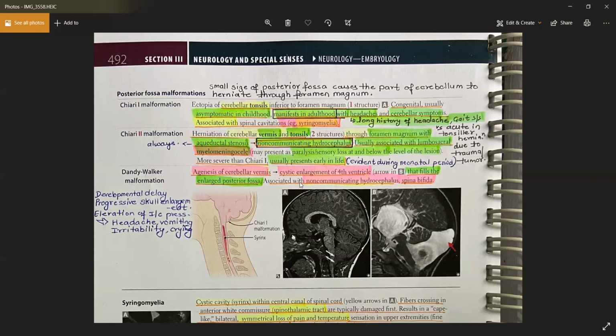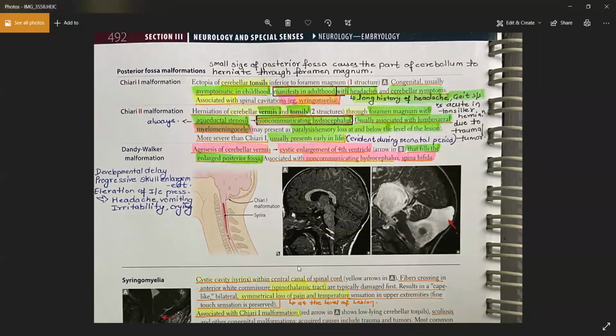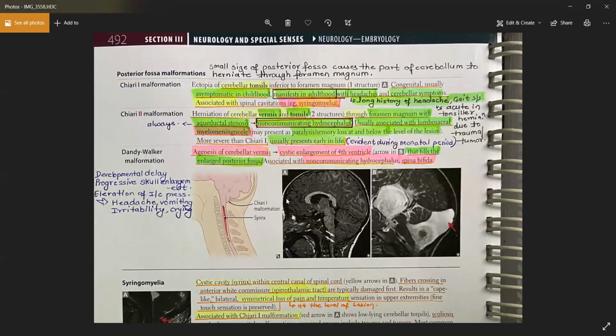Okay. Thank you. Yeah. We will discuss that again later. Don't worry about that. In the pathology section, we'll discuss all the causes of the communicating and the non-communicating hydrocephalus. Why these are happening, we'll discuss them. Don't worry.